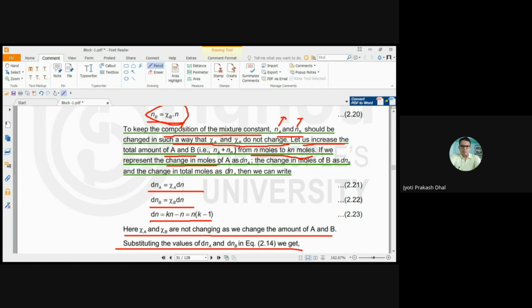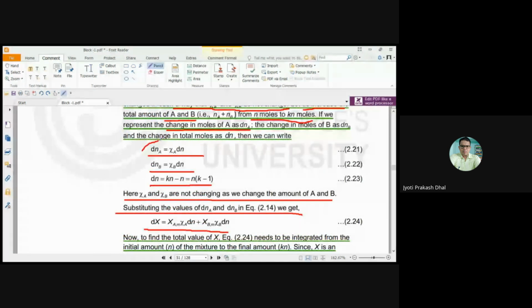And if we change the number of moles of A as dnA and the number of moles of B as dnB, we can write dnA equals mole fraction of A into dn, and dnB equals mole fraction of B into dn. Here dn is the change in total number of moles of the mixture or solution. So dnA equals mole fraction of A into dn, dnB equals mole fraction of B into dn, and hence again dn equals Kn minus n, which is equal to n into (K minus 1).